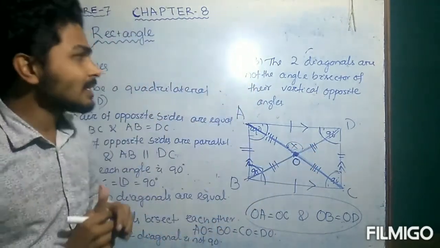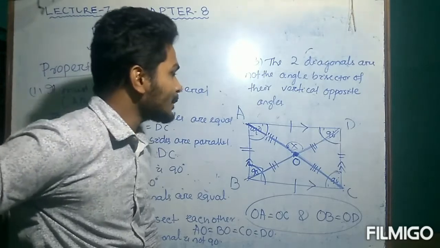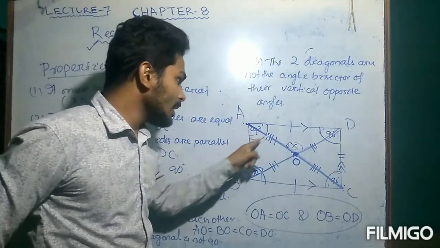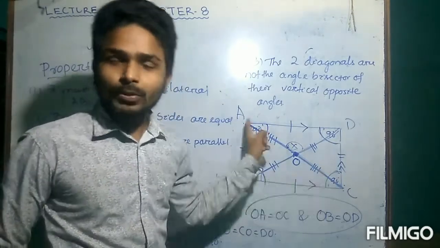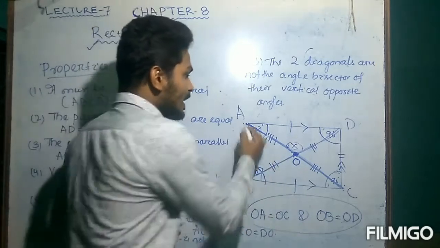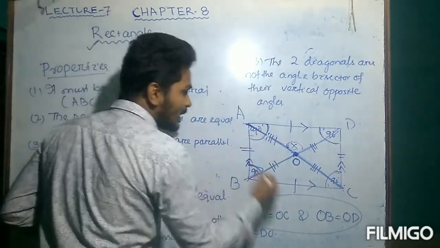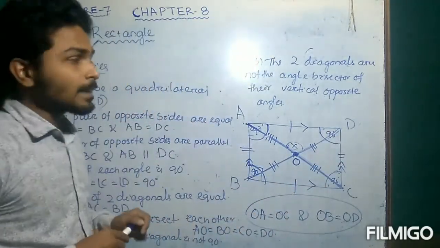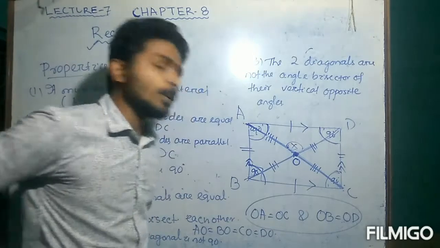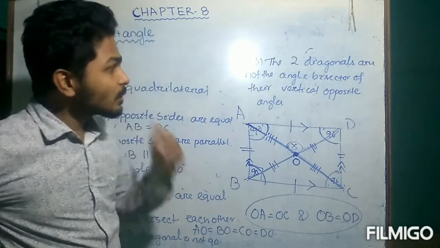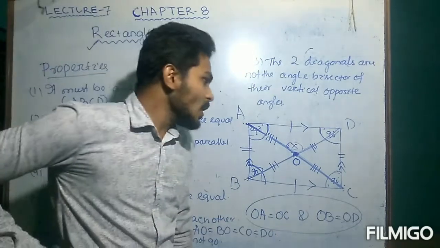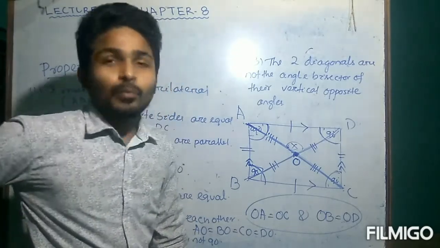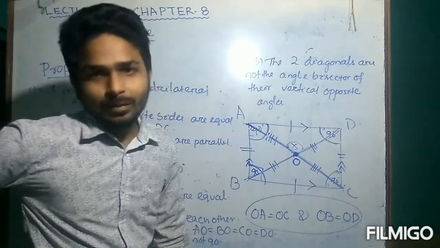And last point, but not the least, is that any diagonal we draw does not bisect the vertically opposite angles. That means AC does not bisect angle A and angle C. BD does not bisect angle D and angle B. Okay, so these are the most important points. You have to remember them. Now, after this, a question arises. What is the question? Whether a parallelogram can be a rectangle or whether a rectangle can be a parallelogram.